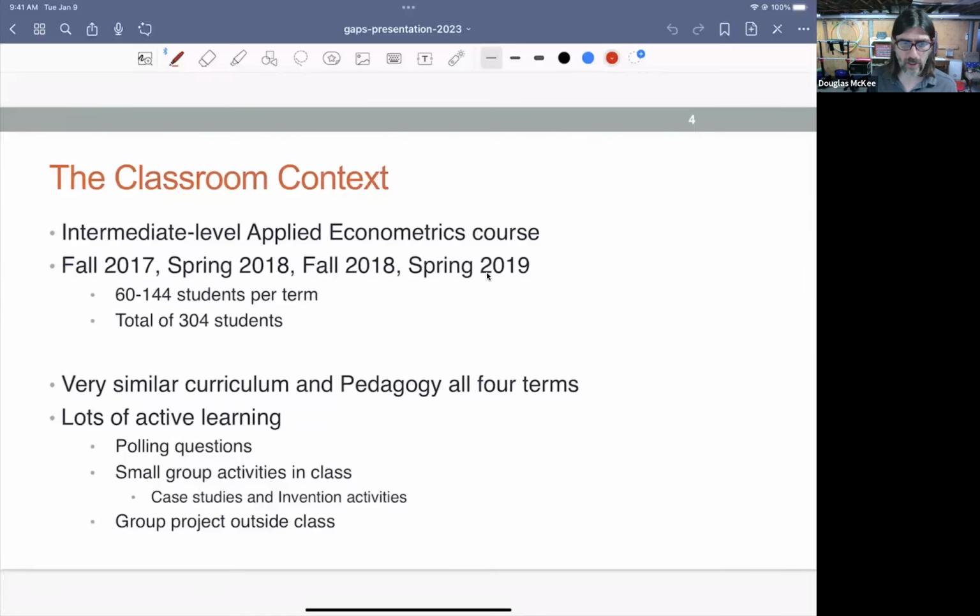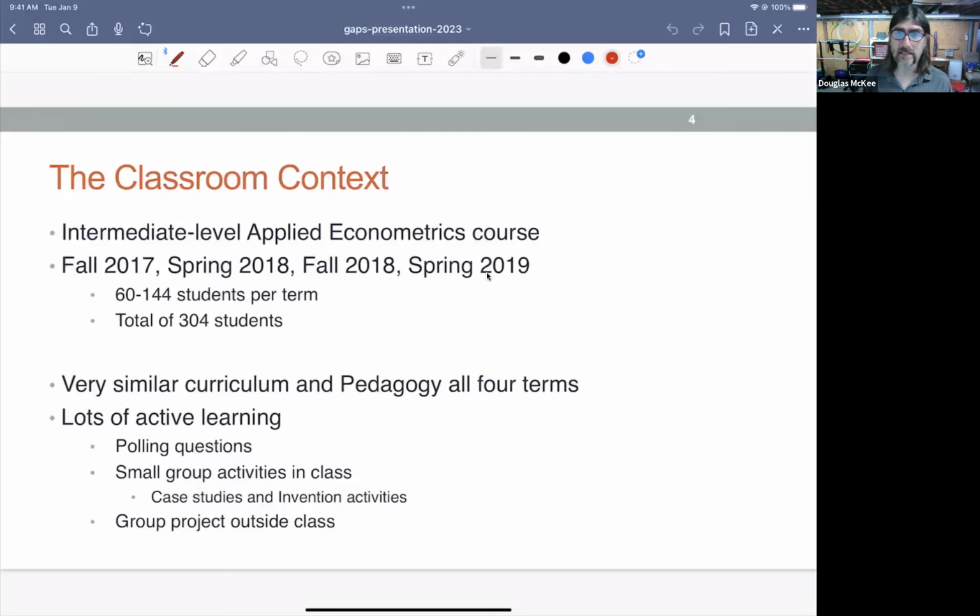There is a significant amount of lecture, but I also ask the students to answer questions using polling software throughout. There are usually 5 to 10 questions per class. There are also small group activities in the class. Most classes have one, sometimes two, but usually one 10 to 15 minute small group activity.